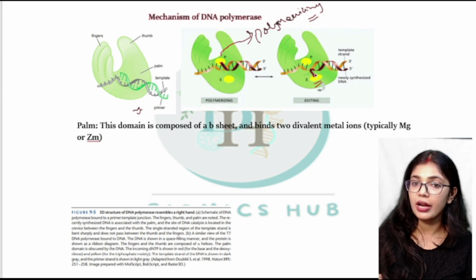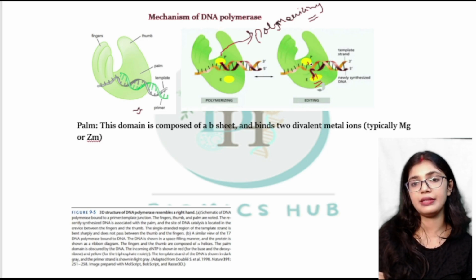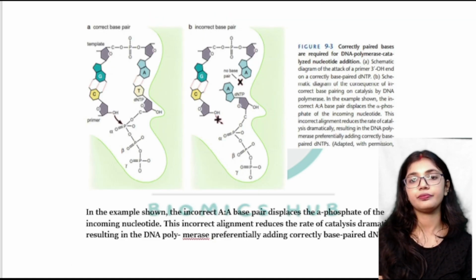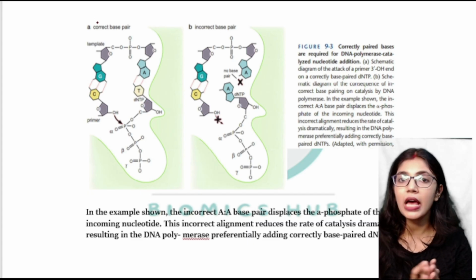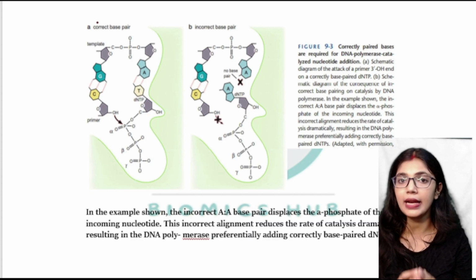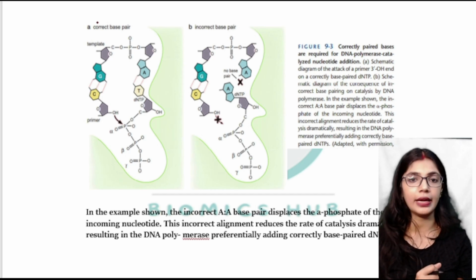In this editing pocket, there will be exonucleases of the nucleotides which are mismatched. Then again it will turn near the polymerizing pocket and the polymerization will take place. So there are various types of dNTPs as well as rNTPs present inside the cell. So how will a polymerase decide whether it is a dNTP or an rNTP?